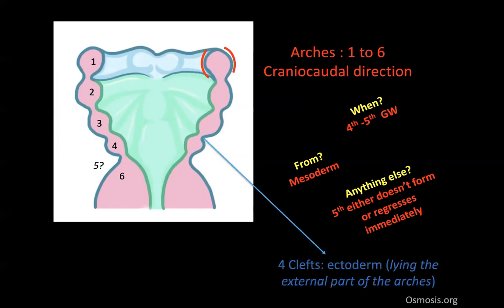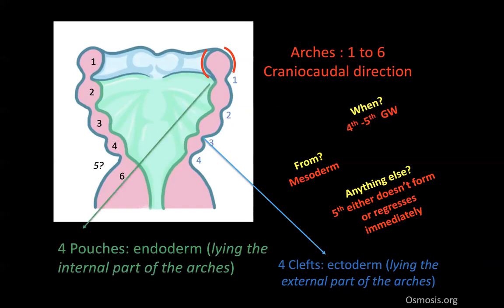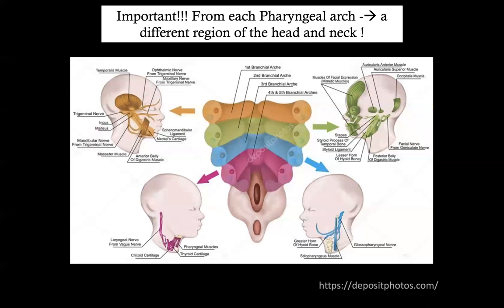Then we have 4 clefts that are external. Everything that is external is from ectoderm, and then internally, you have 4 pouches. Everything that is internal is endoderm. So 4 pouches, 4 clefts, and 5 arches plus 1. The fifth never develops or regresses immediately.